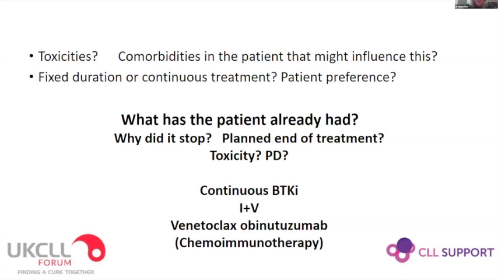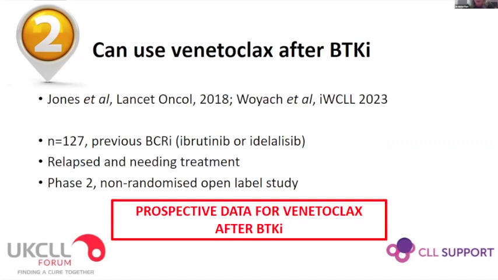And then definitely key questions. Why did it stop? Did the treatment they've had before stop because they got to the end of their planned fixed duration treatment? Or did it stop because of progressive disease on the treatment? Or did it stop because of toxicities and side effects and the patient couldn't tolerate the treatment? So I think those are the two really key features. We can then start to think about the data we have to support us in using one of these targeted agents, in what order we use them in and when we can use them one after another.